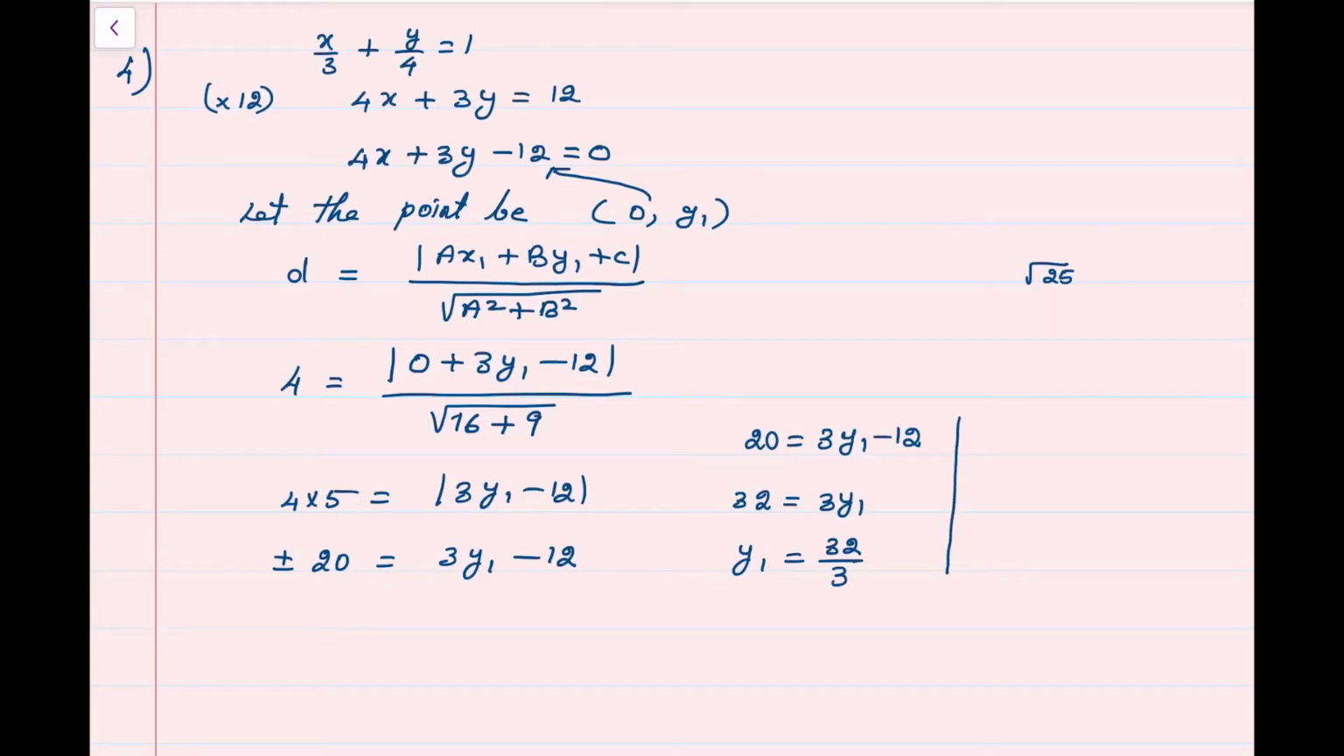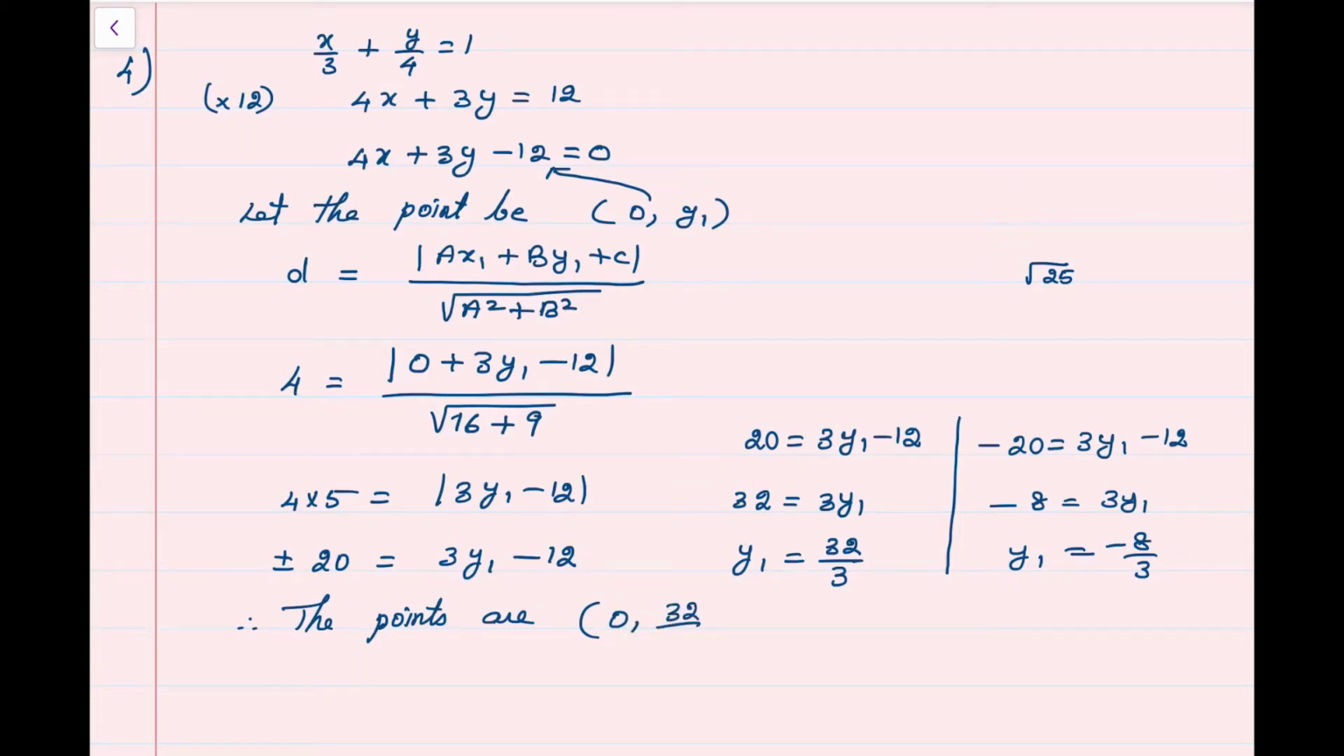And the second equation is minus 20 is equal to 3 y1 minus 12. Minus 20 plus 12 is minus 8. Therefore, y1 is minus 8 divided by 3. Therefore, the points are 0, y1: (0, 32 by 3) is one answer, and we have another answer which is (0, minus 8 divided by 3).